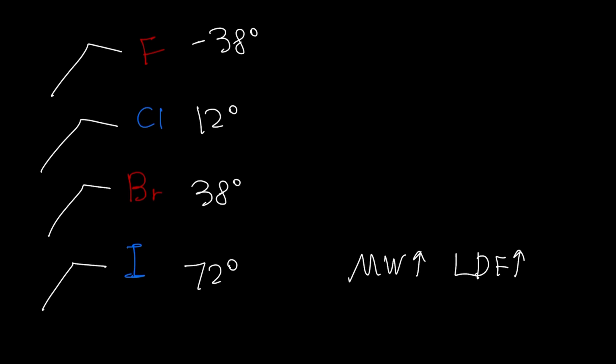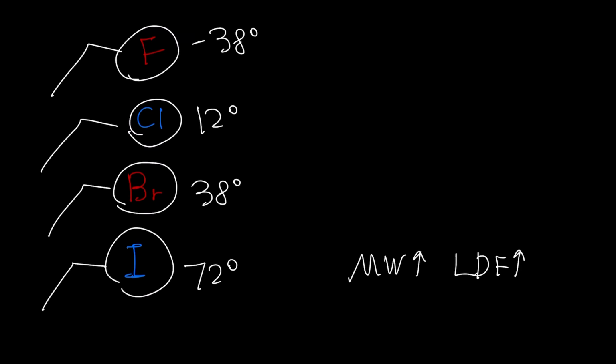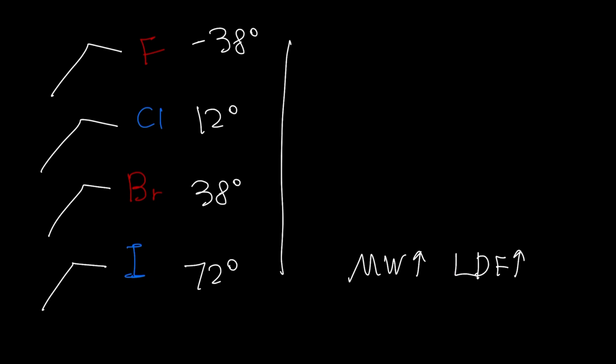If you look at your periodic table, iodine has more protons and electrons than bromine, which has more protons and electrons than chlorine, which has more protons and electrons than fluorine. So as I move down, and this is the 7A row of the periodic table, these are the halogens. As you move down, the molecular weight of them is going to increase, which increases the London dispersion forces, which increases boiling point.